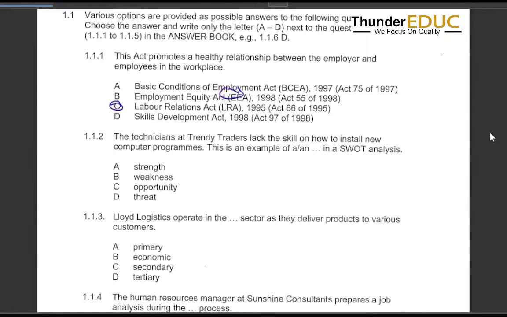The next question, we have 1.1.2. It reads as follows. The technicians at Traders lack the skill on how to install new computer programs. So this is an example of a weakness in SWOT analysis. So our appropriate answer in this regard is going to be B. Okay, right, grade 12. Now let's move on to the next question, which is 1.1.3. Logistics operate in the sector as they deliver products to various customers. So in this regard, our appropriate answer is going to be D.